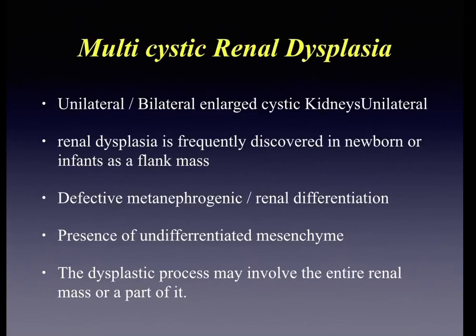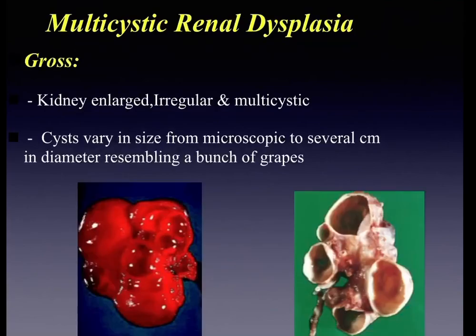The first one is the multicystic renal dysplasia, which presents as either unilateral or bilaterally enlarged cystic kidneys. So it is frequently discovered in newborns or in infants when they have a flank mass. These disorders are mainly due to defective renal differentiation, and because of this there is presence of undifferentiated mesenchyme in the kidney. The dysplastic process can involve the entire renal mass or only a part of it.